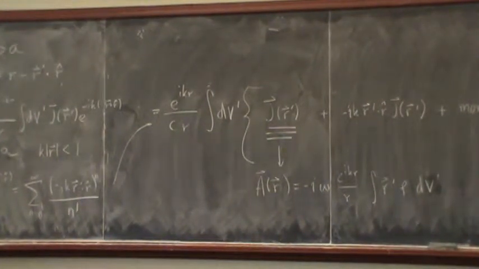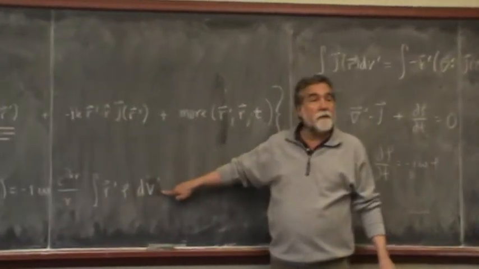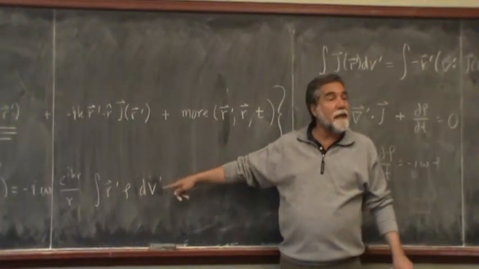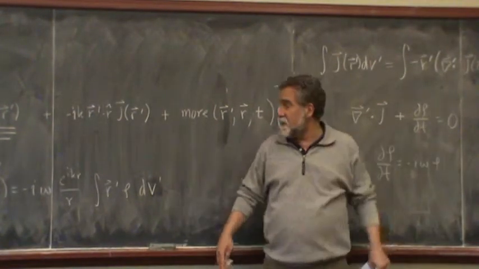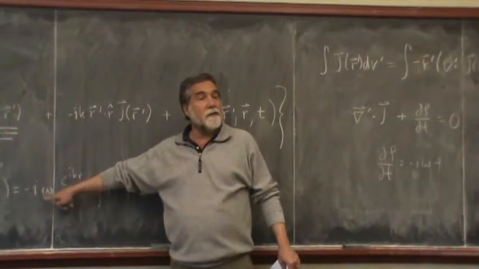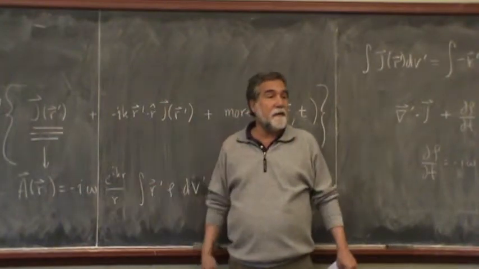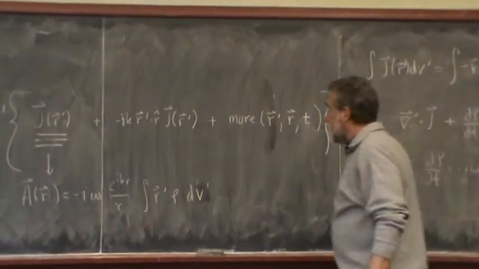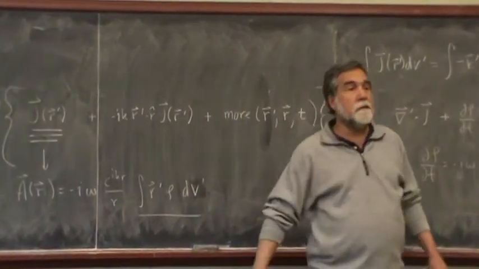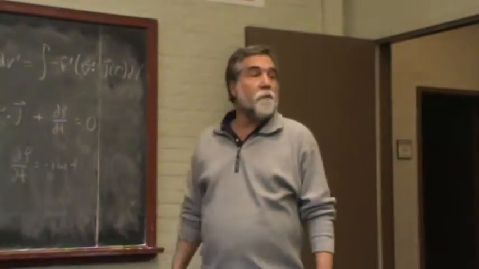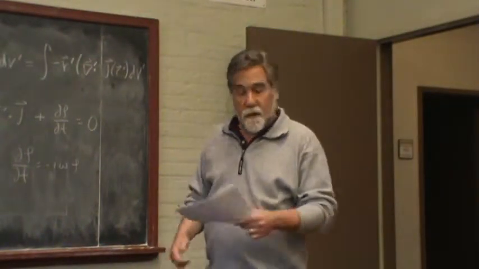Let's see. Here, I have taken the time dependence into account. See, I had d rho dt here. I've taken the time dependence into account here with the i omega. I took the derivative already of the e to the i omega t. Okay? This term here, if you'll remember from way back when, is the dipole moment of the distribution.